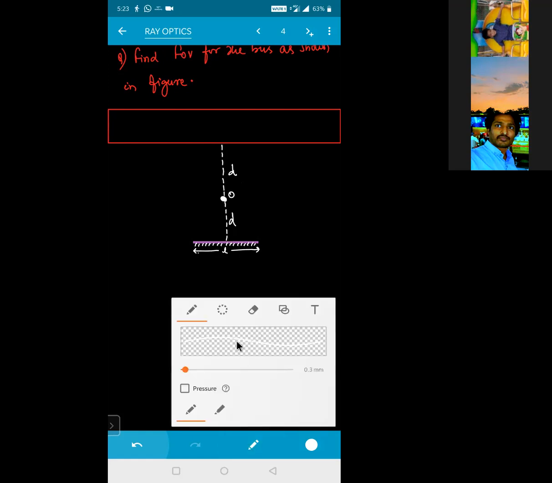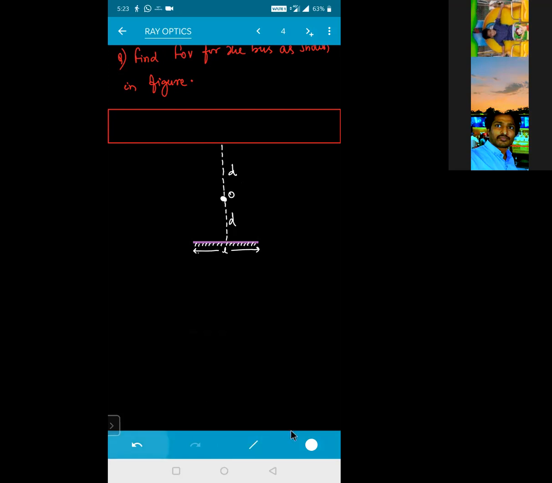The distance of the object is D. And this is your mirror. The length of the mirror is, for example, L. And this is your object, and this road from the object is at a distance of D again. Is it clear for you? Yes, sir. Isn't it?